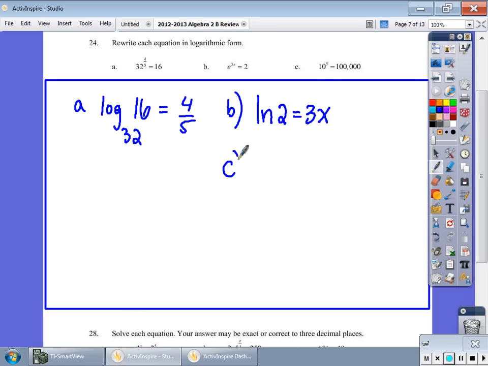And then for letter C, log base 10. Now you can write the 10, but you don't have to, of 100,000. And then this is your answer. And you're done with those.